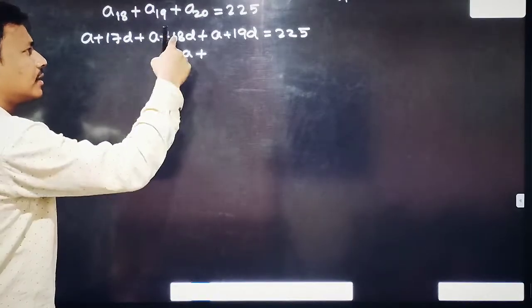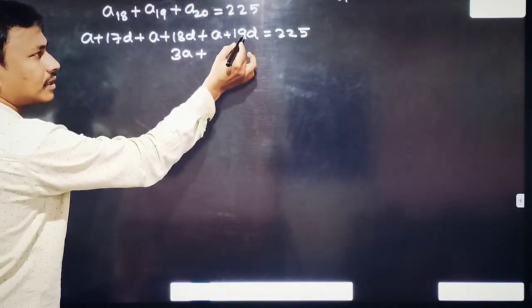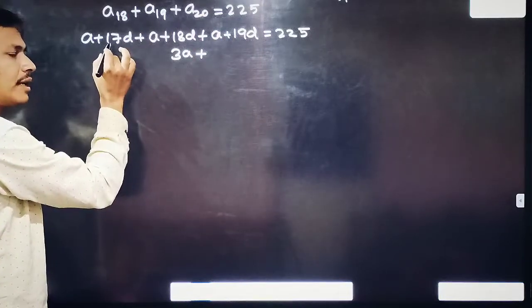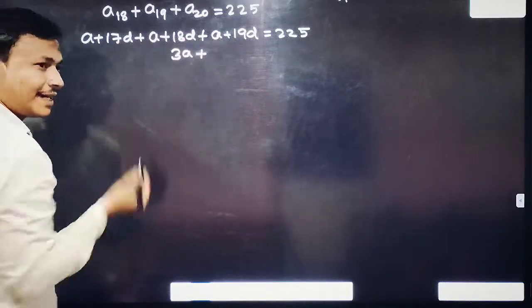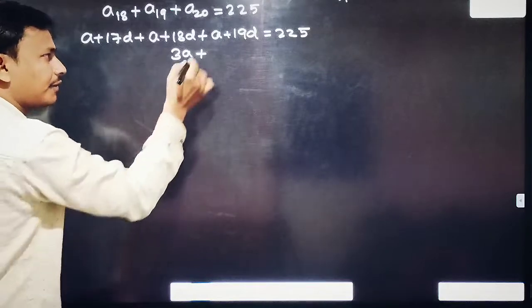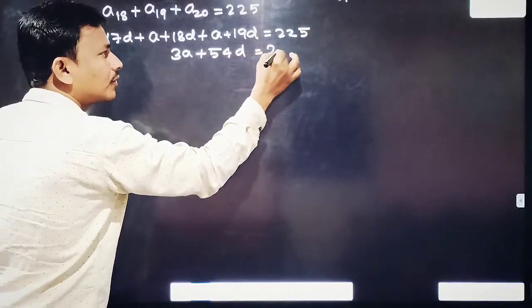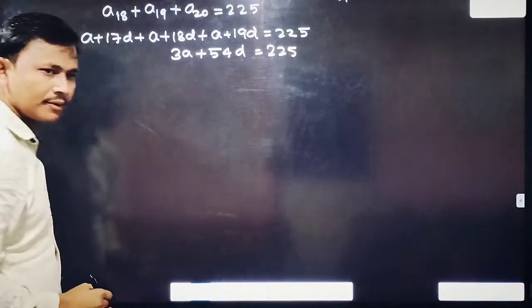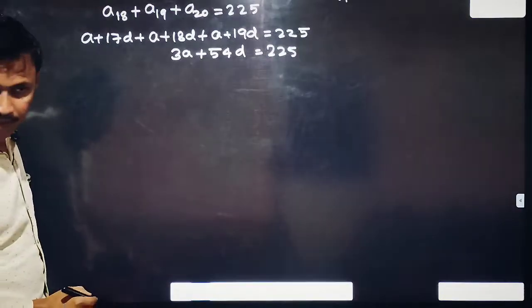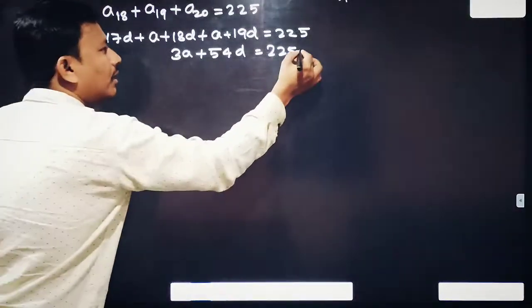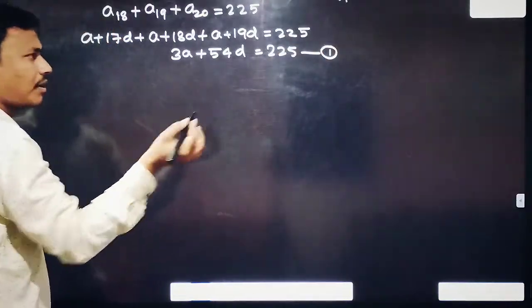Okay, look here. Let us do one thing: taking 19 and adding one, how much does it become? 18 plus 18 plus 18 is 54. Okay, 54D. 3A plus 54D is equal to 225. Equation number 1. The sum of last three terms.